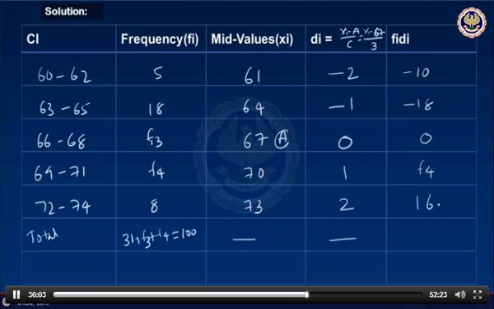After simplifying these values, minus 28 plus 16, which is minus 12, plus F4. In the next slide, we compute the calculation of these values. In the earlier slide, 31 plus F3 plus F4, that is the sum of the frequencies, is given as 100. From this, F3 plus F4 equals 100 minus 31, that is 69. This is the first equation we have to assume.